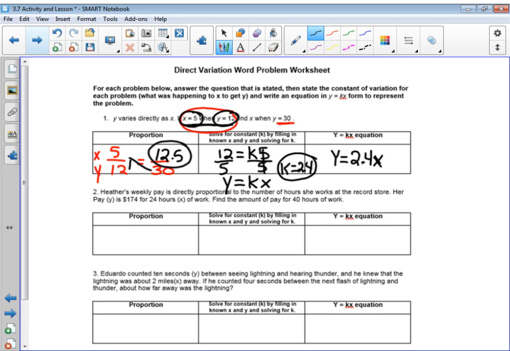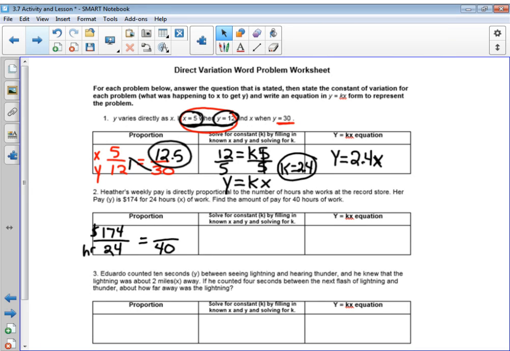Okay, so number 2, it says Heather's weekly pay is directly proportional to the number of hours that she works at the record store. Her pay, which we're going to use for y, is $174 for 24 hours, x, of work. So $174 for y, and x, which would be her work hours, is 24 hours. And I'm just putting the label off to the side. Find the amount of pay that she gets for 40 hours of work. So our third bit of information is 40 hours of work.